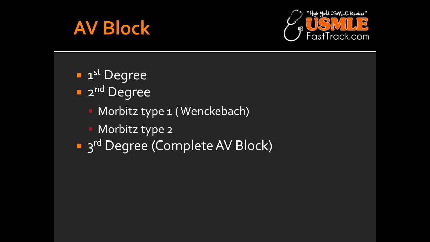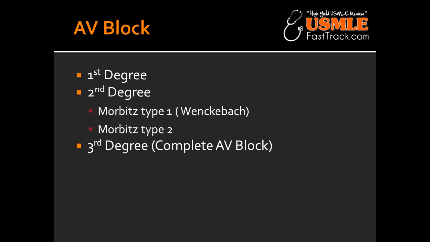Mobitz type 1 is also known as Wenckebach. What is Wenckebach, Mobitz type 1 second degree AV block? Mobitz type 1 second degree AV block, also known as Wenckebach, is a progressive lengthening of the PR interval until a beat is finally dropped. What this means by the beat being dropped is there is not going to be a QRS complex. What are some of the symptoms of Wenckebach? It is generally asymptomatic.